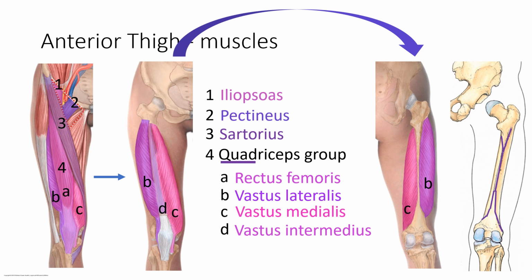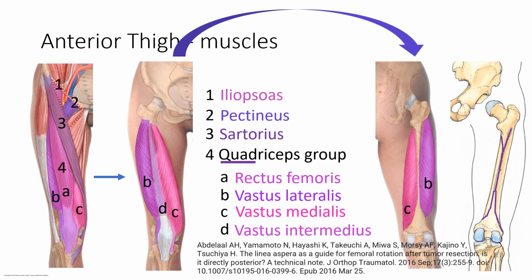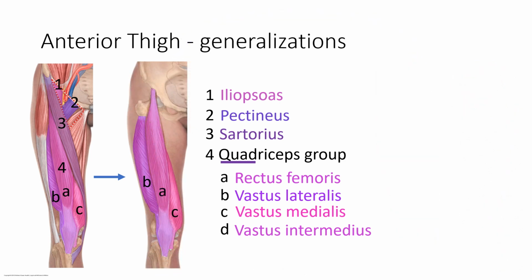and medialis. Interestingly enough, there's a paper that I found, if you're interested in reading it, where it talks about how this linea aspera is found surgically in order to identify the appropriate posterior part of the femur, since for most people the femur tends to be more externally rotated. So I thought it was a very interesting paper, and you're welcome to go see this as well. Let's generalize a little bit more.